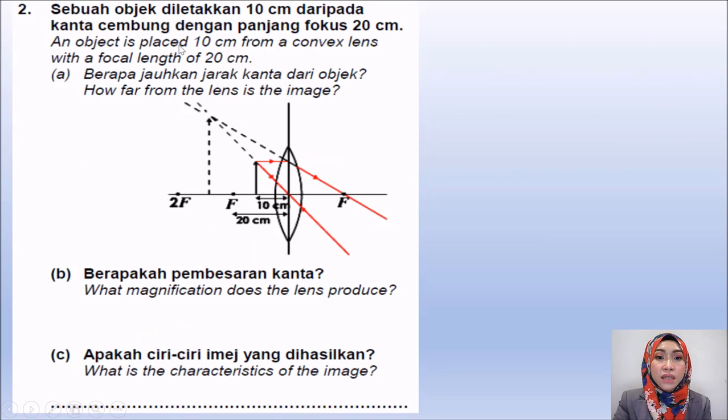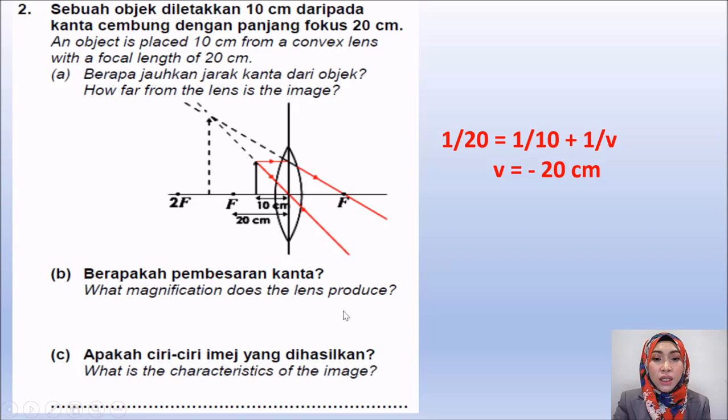An object is placed 10 cm from a convex lens with a focal length of 20 cm. From the question, we know that u equals 10 and the focal length equals 20. So you have to find v. Once again, use the thin lens formula, do the substitution, and then v equals negative 20 cm.